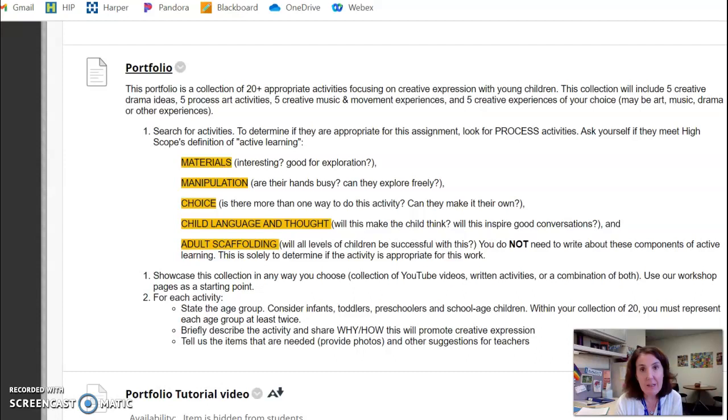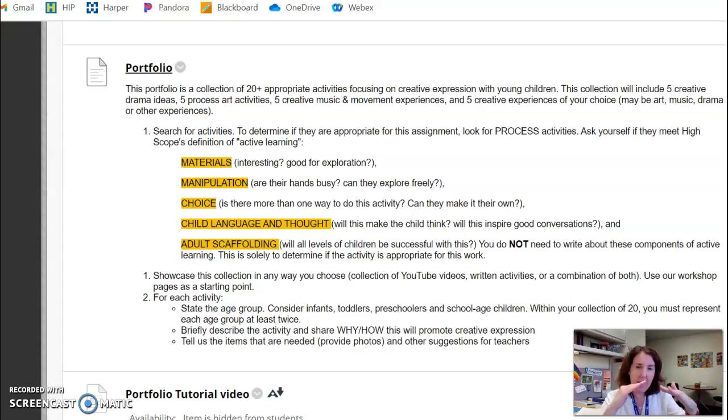In an 8-week class, this comes up pretty quick, and it's something that is a great idea to start on as you move forward through the semester, not wait until the end. So here you're seeing your screenshot of what you find in Blackboard when you go under assignments. What we're looking for at the end is to have a collection of about 20 appropriate activities, really making sure that process is at the forefront.